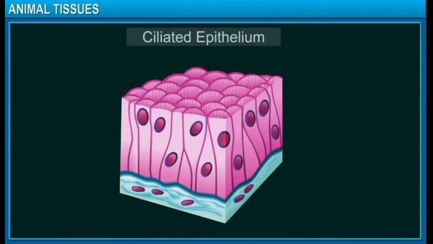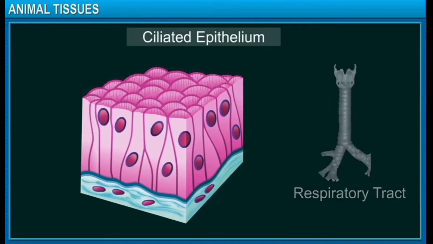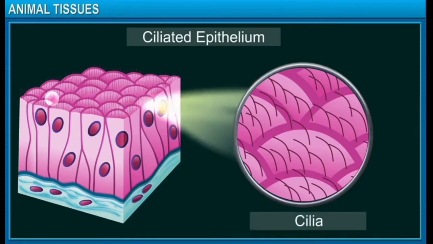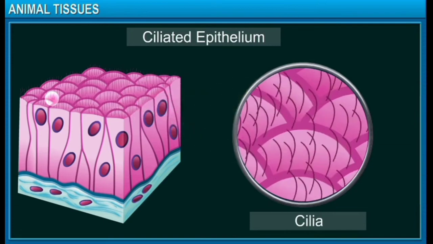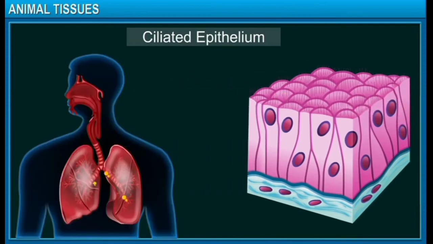Ciliated epithelium is found in the lining of the respiratory tract. These tissues are modified columnar cells with hair-like projections called cilia. Cilia are motile, and this movement pushes the mucus forward into the nasal tract to clear it.